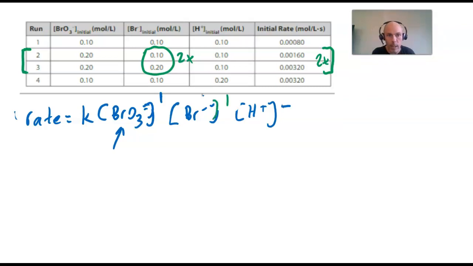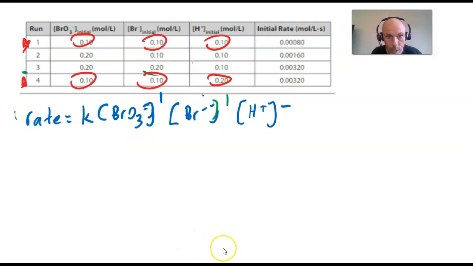All right, so now let's find the runs that fulfill that criteria for hydrogen. We're looking for runs where the concentration of hydrogen does change, but bromate and bromide don't change. All right, looks like runs 1 and 4 will fulfill that criteria. Hydrogen concentration is going from 0.1 to 0.2. That's a 2-fold increase. Bromide, meanwhile, and bromate are staying fixed at 0.1 in both cases. So then we go for the rate change between runs 1 and 4.